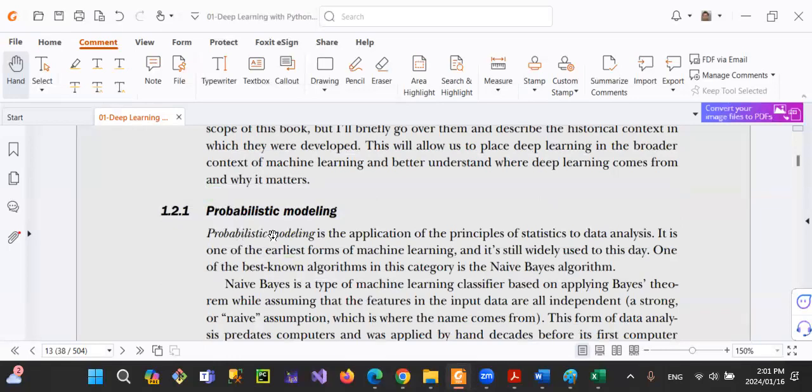Here it says probabilistic models. Anybody has any opinion what a probabilistic model is? We can watch, we still have time.